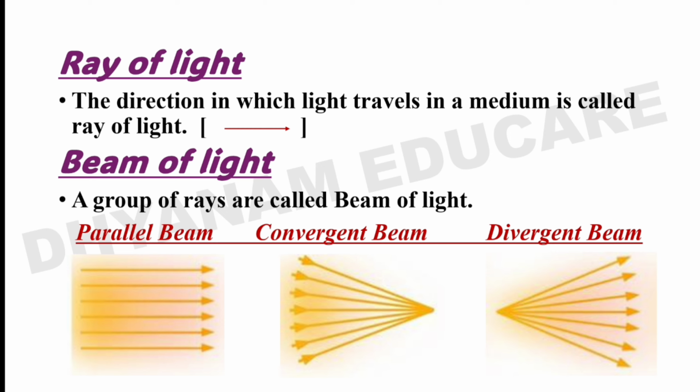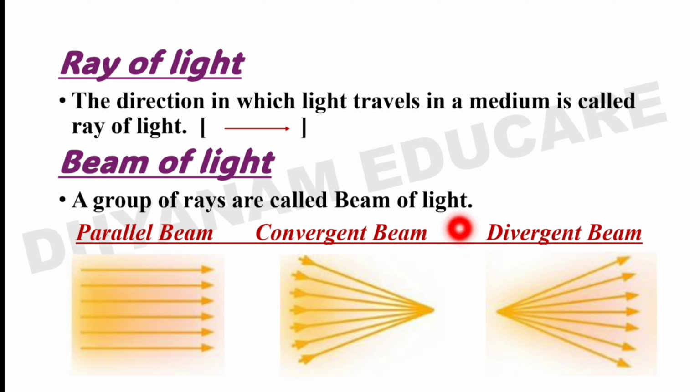I already told that light travels in a straight line, is it? So, the direction in which light travels in a medium is called the ray of light. A group of rays is called a beam of light. There are three types of beams, that is parallel beam, convergent beam and divergent beam.